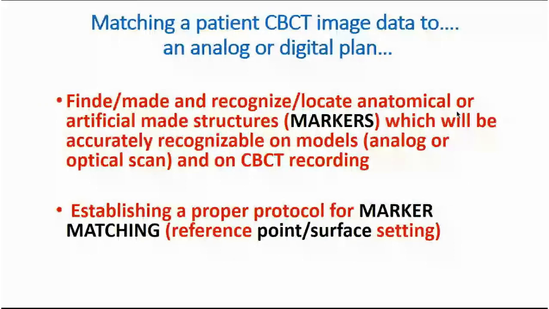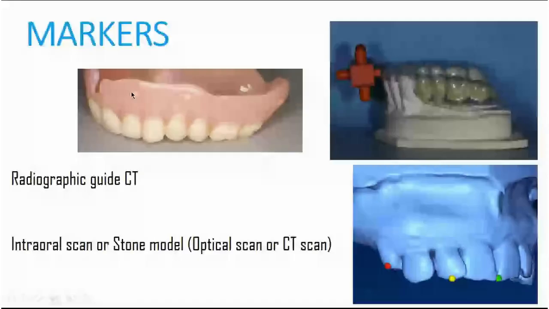So we should be able to understand, to find, or to make some anatomical or artificial structures, markers, which will allow us to overlap these data, and we should know in which clinical situation which protocol will give an accurate overlapping of the data, which we could manipulate further on.